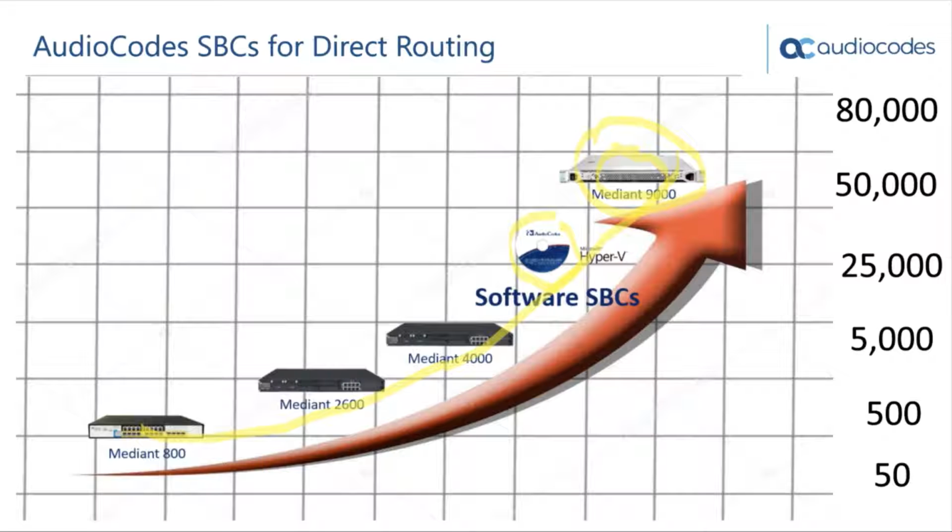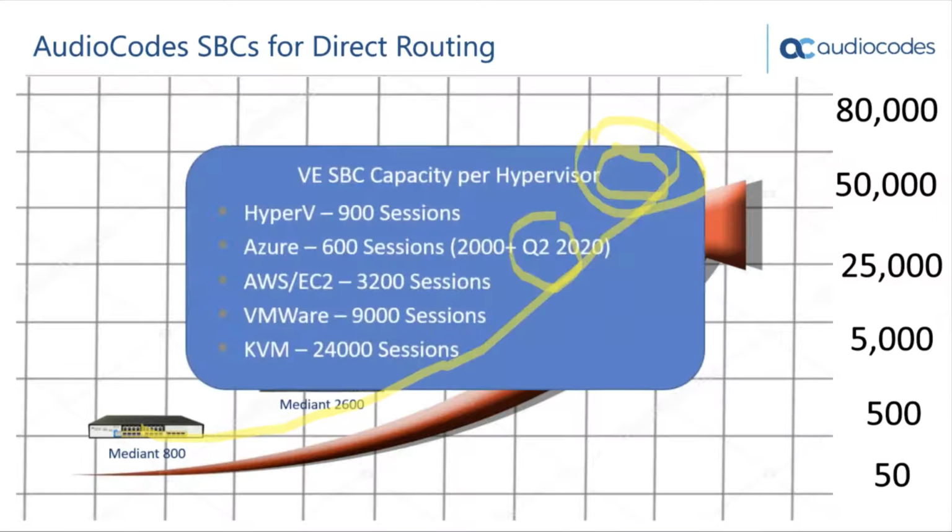Now, with software SBCs, we support different numbers of sessions on different platforms. So if you look at this pop-up here, you can see that on Hyper-V, for example, we support 900 sessions. In Azure at the moment, it's quite low. It's 600 sessions. This is the number of sessions per hypervisor, per virtual machine. So Azure currently is actually quite low. It's about 600 sessions.